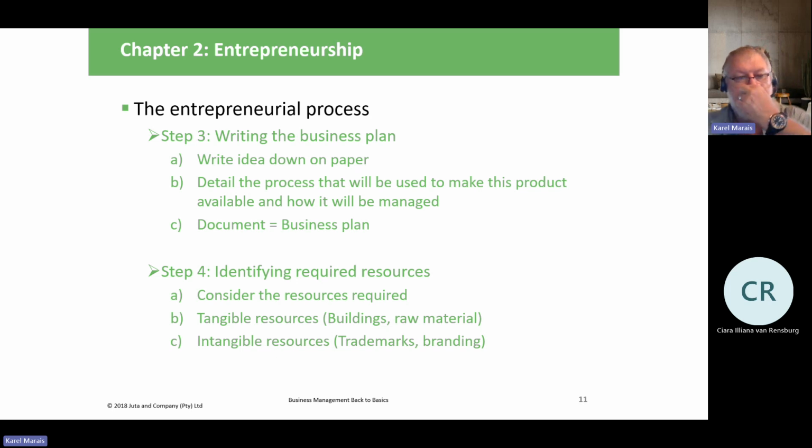So step 3 is the writing of the business plan. So you're now going to commit your idea to paper, right? You're actually going to write this down. And this is the details of the process of what you're going to do to take this idea. Remember, at this stage, we just got pie in the sky. We don't have anything physically. You're going to take this idea and you're going to commit it to paper. You're going to write it down, and you're going to write it down in detail.